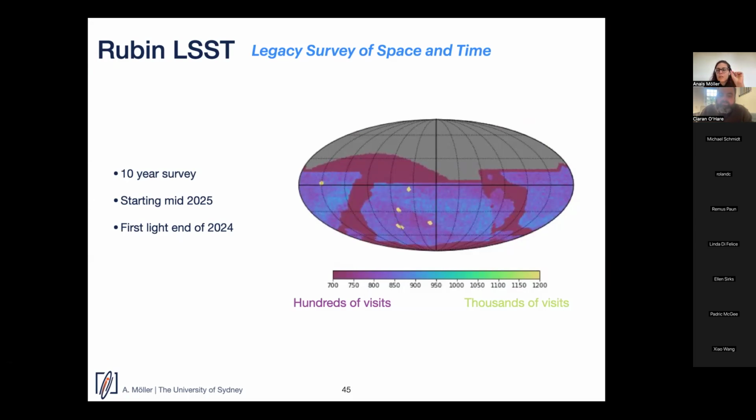The yellow ones are what we call deep drilling fields, because we will image them every couple of days. So the idea is to get a better sampling of transient events, for example. These are fields that are designed for supernova cosmology, AGN reverberation mapping, those types of analysis, because they need to have a really well-sampled light curve. Yes, so these are 9.6 square degree fields to a depth of 24 magnitude.